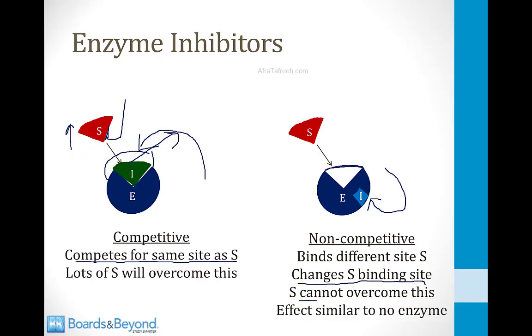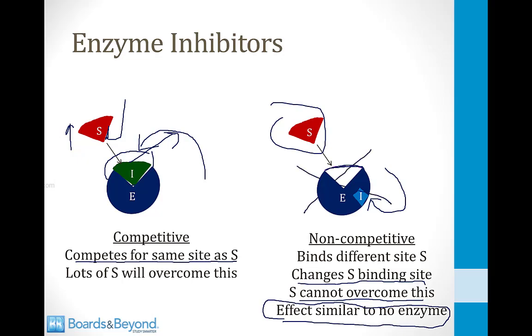So you can't overcome this by putting a lot of substrate into this system. Essentially, the enzyme has been changed into a form that doesn't bind S anymore. This is the same effect as if you didn't have enzyme around at all. So you can think of non-competitive inhibitors as enzyme destroyers. They essentially have an effect on the body and the system of taking the enzyme out of the equation and not allowing it to do its job anymore.